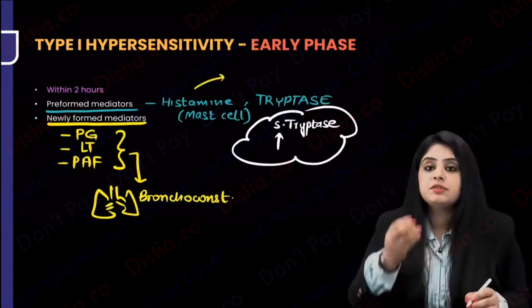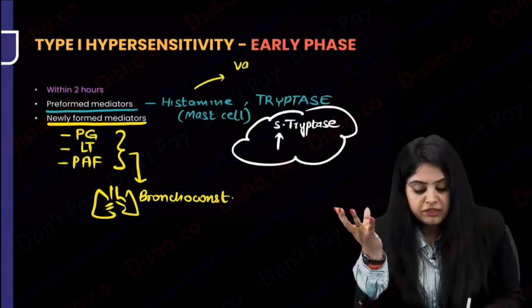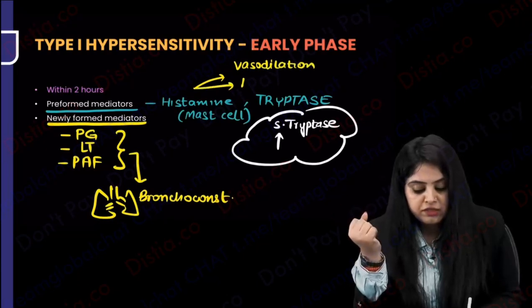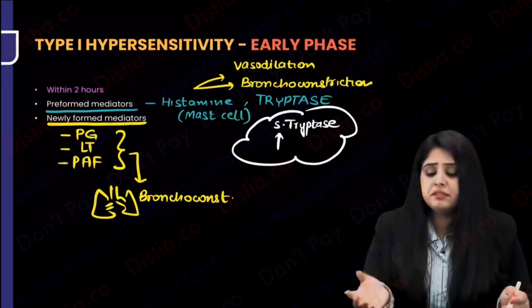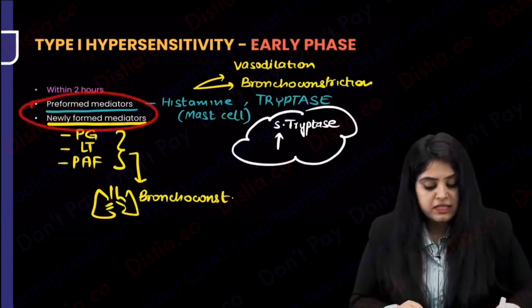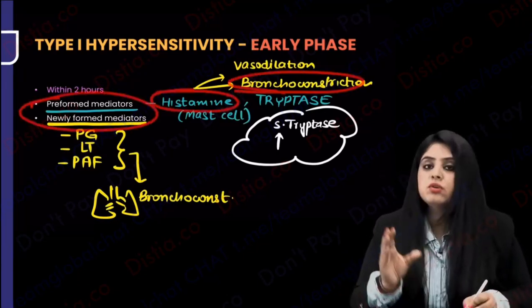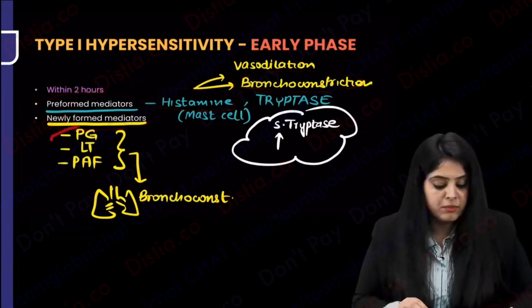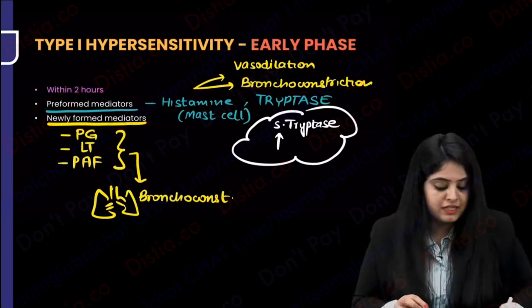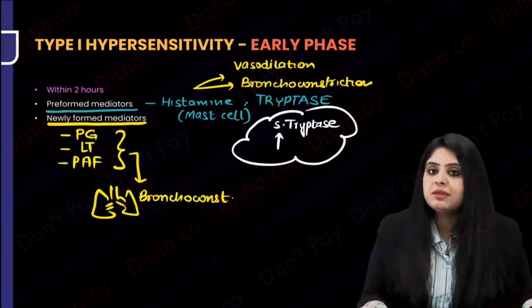Histamine also, first of all, what is its effect on the blood vessels? It causes vasodilation. It causes vasodilation, and what is its effect on the lungs? It causes bronchoconstriction. Now, can you easily understand what is the mechanism for asthma? For asthma, all these mediators are released, like histamine is released, bronchoconstriction. That is what happens in asthma. Prostaglandins, leukotrienes, and PAF are released, bronchoconstriction. That is what happens in asthma.